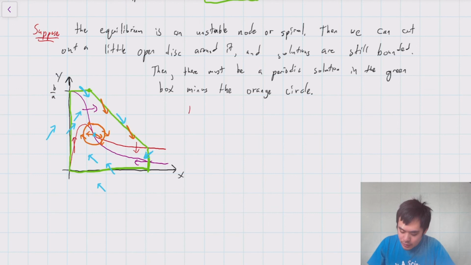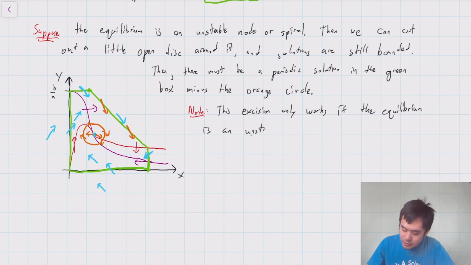So let me write that down. Note: this excision only works if the equilibrium is an unstable node or spiral. It does not work if it is stable or a saddle point.